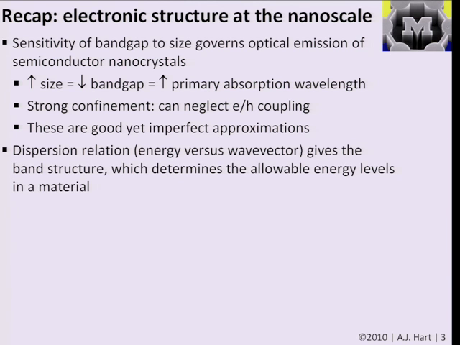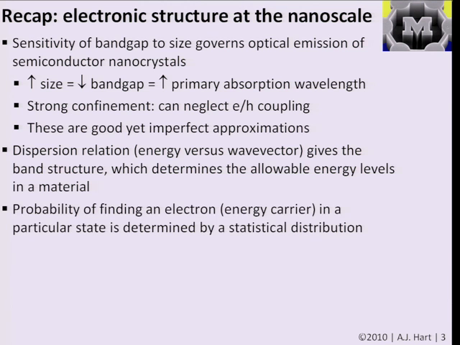And then Aaron talked a bit about the origin of band gap and how that relates to the dispersion relation coming from solving Schrodinger's equation and adding other considerations, and that determines the allowable energy levels. Essentially, what came before our ability to say that semiconductors have this ability to emit light based on excitation of energy carriers in their structure.